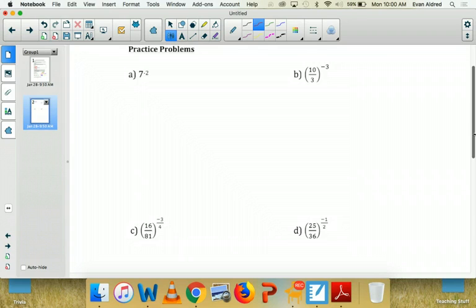7 exponent negative 2. Well, the negative sign tells us to flip our base. So the first thing we're going to do is flip 7 to 1 over 7, and we change the sign on our exponent. It just goes from negative to positive. So 1 over 7 squared gives us 1 squared over 7 squared. 1 squared, of course, is 1. 7 squared, of course, is 49. And that gives us our final answer. That's it, 1 over 49.